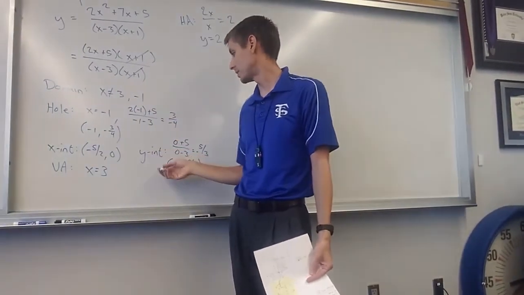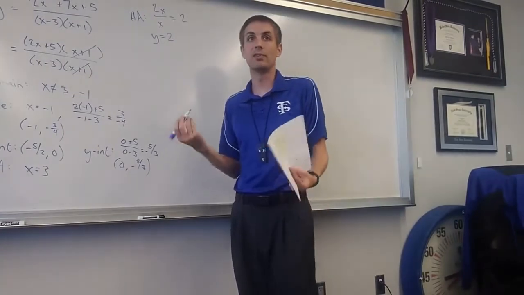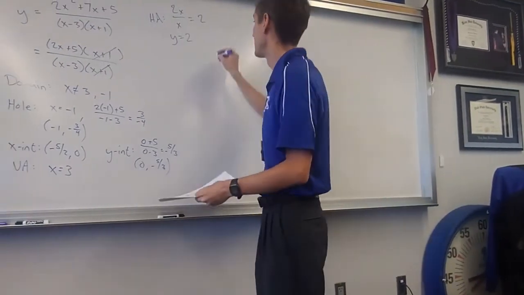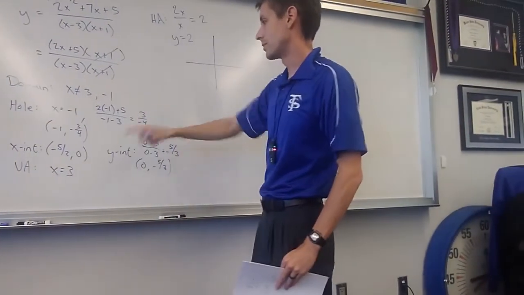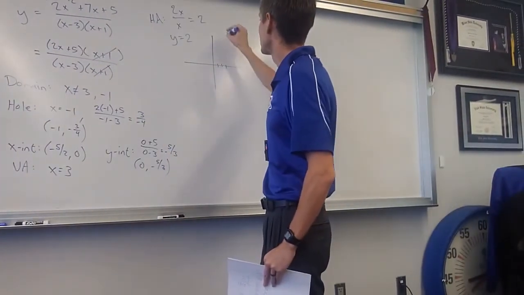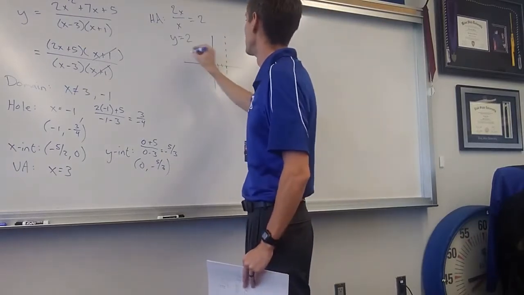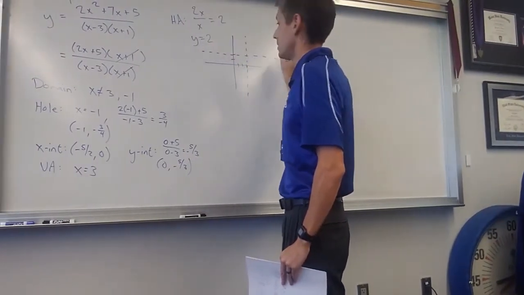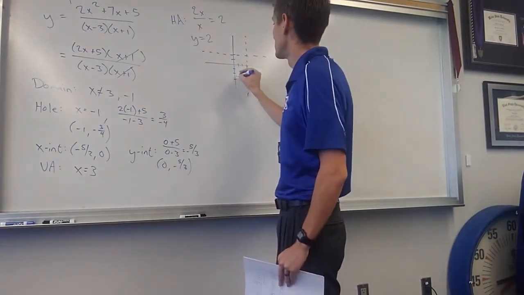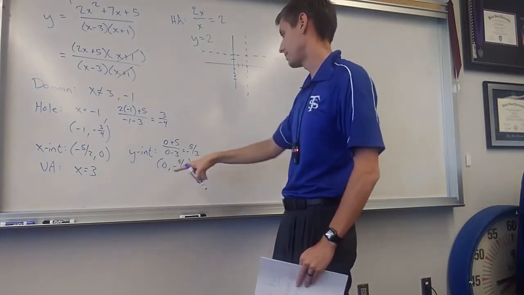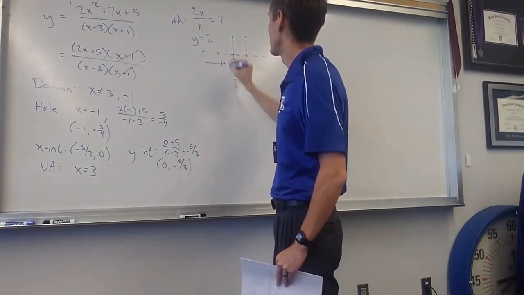Okay, vertical asymptote was to the right 3. So we're going to plot that in. Horizontal asymptote was up 2. I'm going to put that in. X-intercept was negative 5/2. Put that on our graph. Y-intercept negative 5/3. Puts us right there. Okay, and then we had a hole at -1, negative 3/4. So that's going to be about right there, just an open circle.